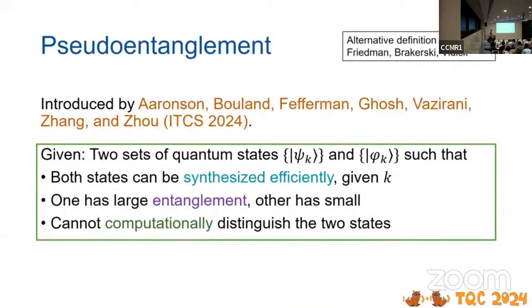I will note that there's an alternative definition of pseudo-entanglement introduced by these authors. I won't go into it. It's slightly different, and we don't say anything about that. If you've heard of that, we don't say anything about that.